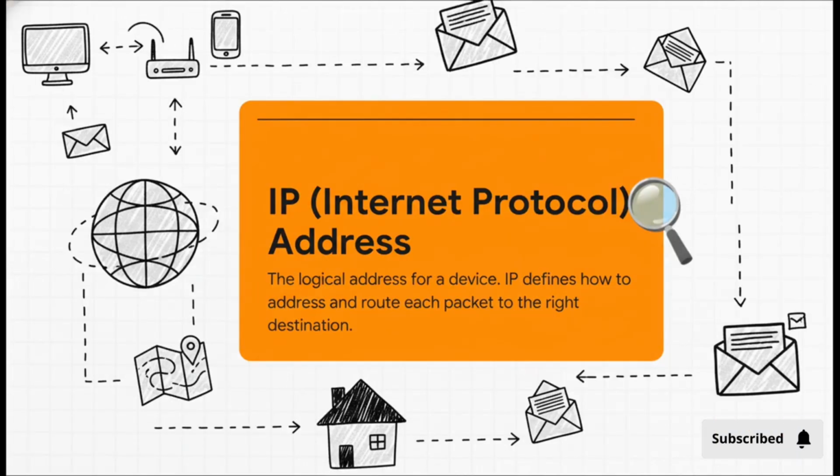So what's the address it's looking for? It's the IP address. Every single device connected to the internet has one, and it's unique. In our analogy, the IP address is like the full street address of the building you're sending the package to. It tells the Postal Service exactly which building, in which city, and which country to deliver to.